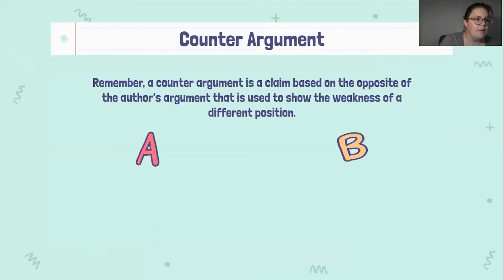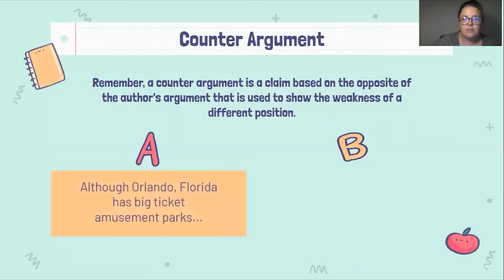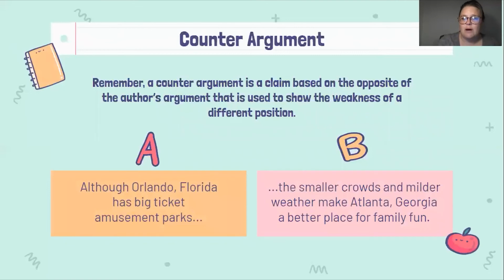For example, in our paragraph about Atlanta, Georgia, we talked a little bit about places to visit. I'm sure everyone can think of another state that has a big park that might be more fun to visit. So we could say, although Orlando, Florida has big ticket amusement parks, the smaller crowds and milder weather make Atlanta, Georgia a better place for family fun. So this could be a counter argument because many people could say there's lots of other fun places to visit than Atlanta, Georgia.